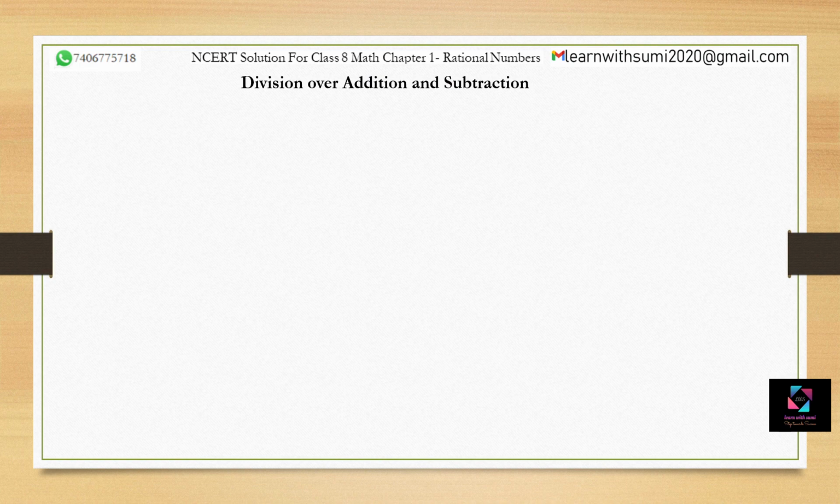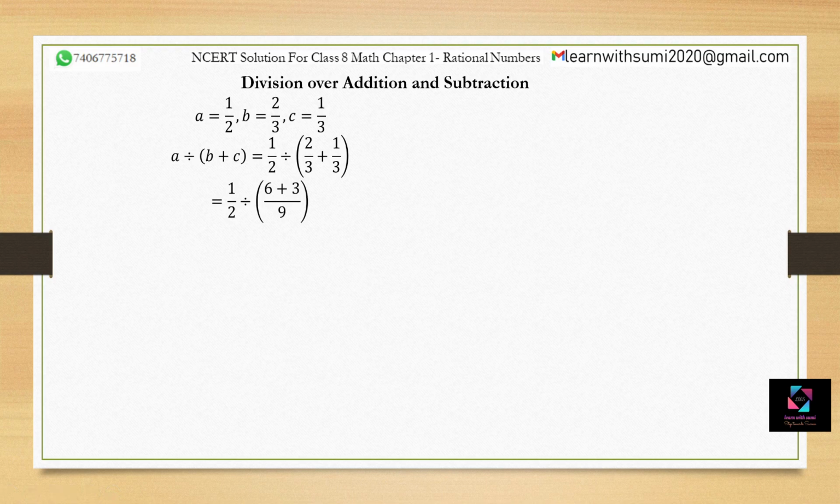Now we'll go for division over addition and subtraction. Whether it holds good or not: it does not hold good for either condition, that is addition and subtraction. Division does not hold good. Let a be equal to 1 by 2, b equal to 2 by 3, c equal to 1 by 3. When we perform the operation of division over addition, we get 1 divided by 2 whole divided by 6 plus 3 divided by 9. So this is 9 by 9, which will get cancelled out, then 1 will be remaining, so it is equal to 1 by 2.